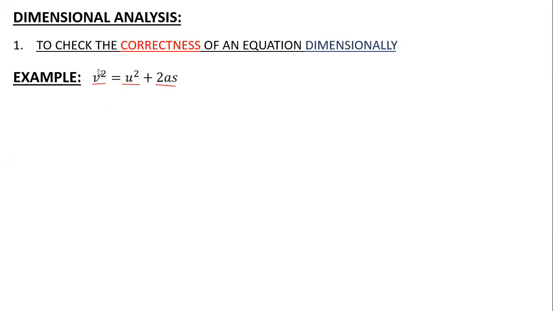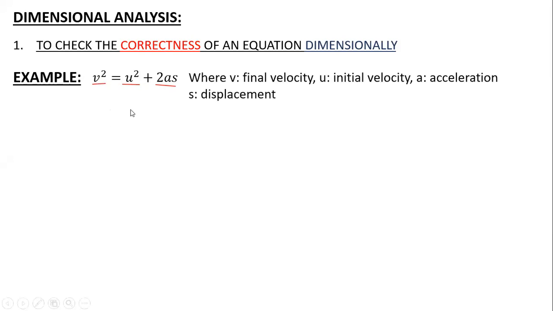So first I'll find out the dimensions of v square, then u square, and then 2as. And we already know what those notations are used for. It was there last year in your school syllabus as well. U is your initial velocity, V is your final velocity, A is the acceleration, and S is the displacement.